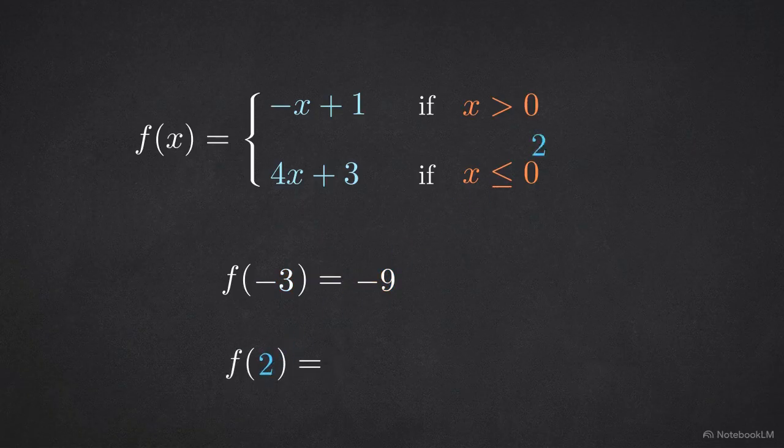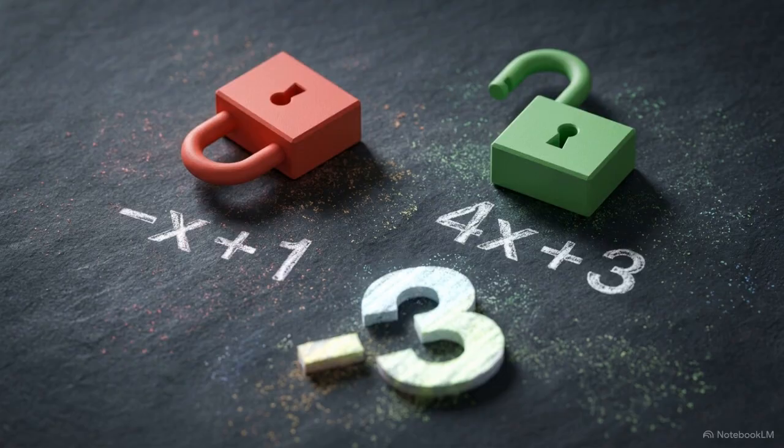Now for the input of 2. Because 2 is greater than 0, the bouncer sends it directly to the top equation. Negative 2 plus 1 gives an output of negative 1. Treating these domain constraints as absolute gatekeepers keeps you from evaluating a single input against an incompatible equation.